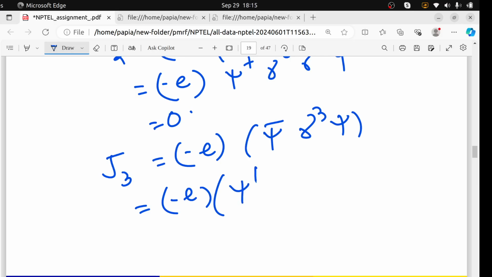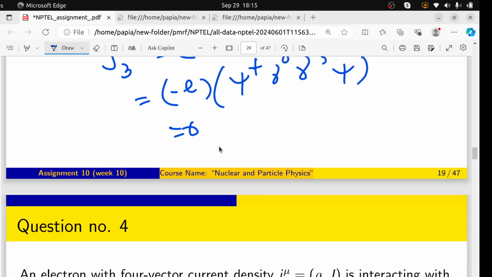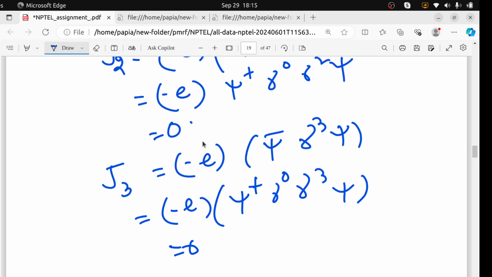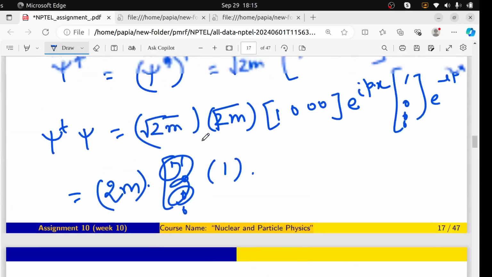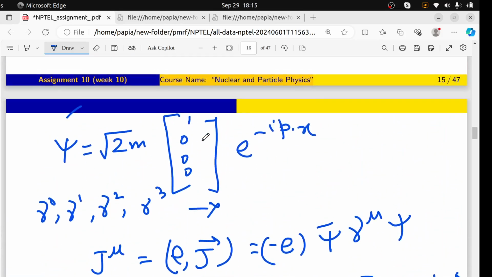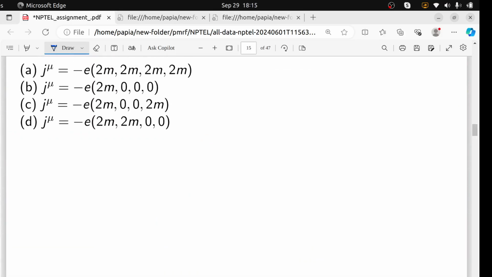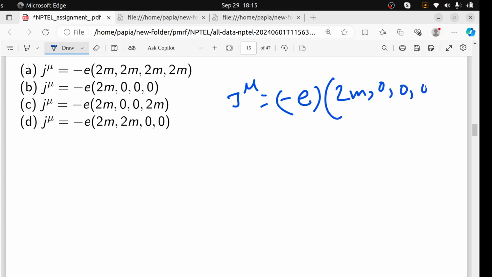Minus E psi dagger gamma 0 gamma 3 psi. So that will also again come as 0. Just check once. Okay, so now we can see J1, J2, J3, these are coming as 0. Only rho 0 has non-zero value. So if I write here J mu, it is minus E, then 2m, 0, 0, this. So this is the correct option.